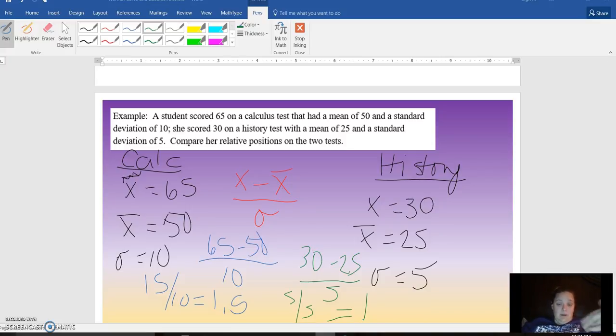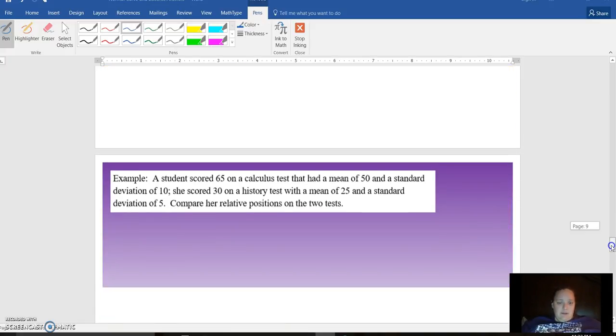I'm going to compare them in a minute, but I want to do a couple other things. For the history test, you get the z-score of 1. That means it's 1 standard deviation above the mean. For the calculus test, I got 1.5. That means it's 1.5 standard deviations above the mean. So I'm going to keep those in mind. Anytime you're watching these videos, you should pause if I go on to the next thing too fast and you're still writing notes. Or you could pause and rewind if you need me to say something again. Calculus 1.5, history 1.